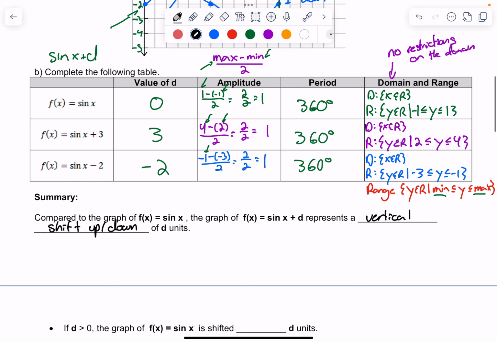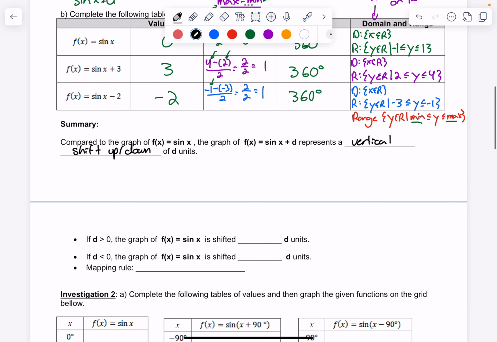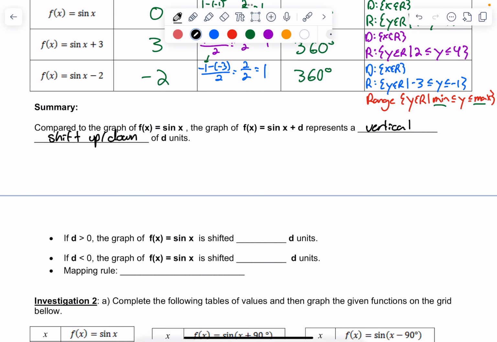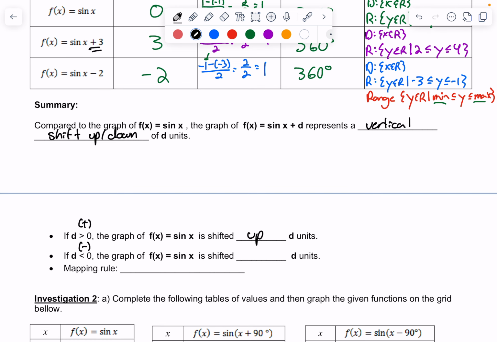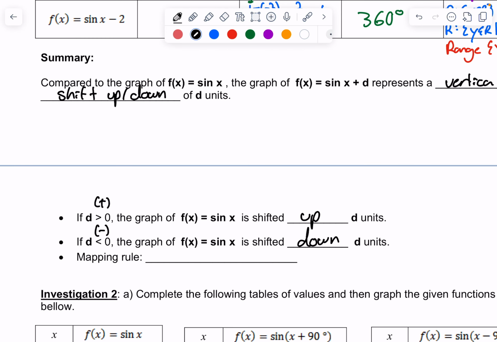That's what happened. So when d is bigger than 0, meaning positive, then the graph of sine x, in that case of the positive 3 here, shifted up. And when it was negative, your graph shifted down. And in general, your mapping rule is you're only dealing with the y values. Notice that your x's never change. So it was x, and then it was y plus d, whatever they are. So that's your mapping rule.